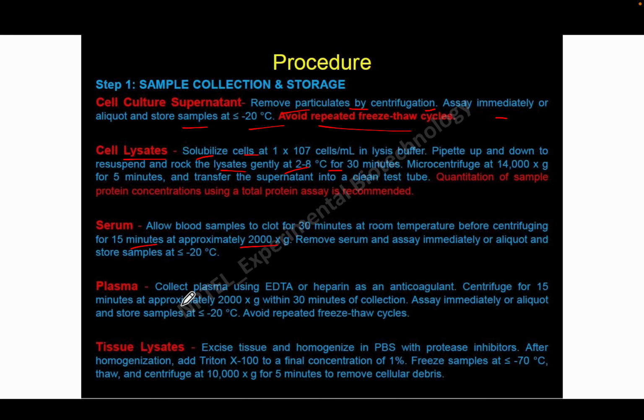Plasma: collect plasma using EDTA or heparin as an anticoagulant. Centrifuge for 15 minutes at approximately 2000 G within 30 minutes of collection. Assay immediately or aliquot at -20.